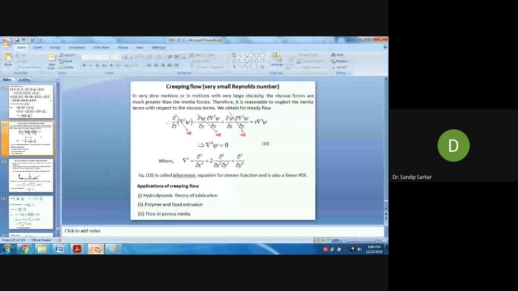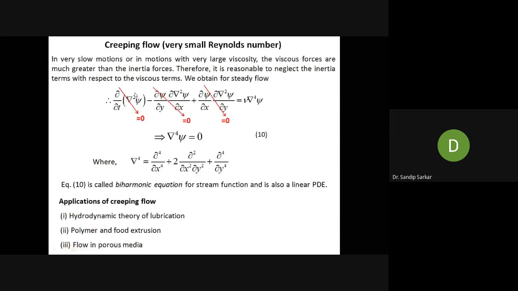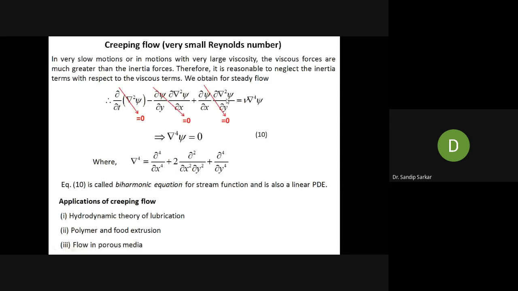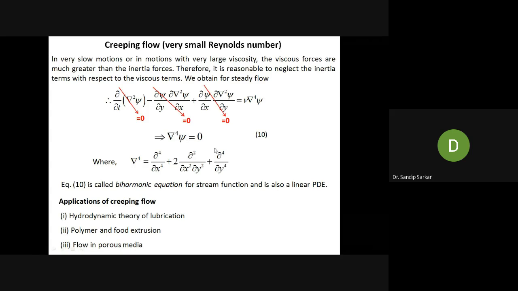So let us corroborate what I have explained in this slide on this paint platform. This is your temporal term, this is your inertia term, and this is your diffusion term. The creeping flow is steady, so your temporal term is 0 and the inertia terms are neglected. That means you have only grad to the power 4 psi equal to 0. This is the biharmonic equation. For the creeping flow situation, the only equation that you need to solve to obtain the stream function is the biharmonic equation, grad to the power 4 psi equal to 0.